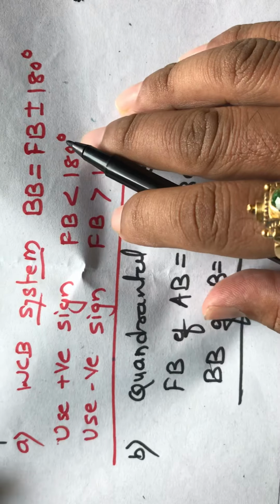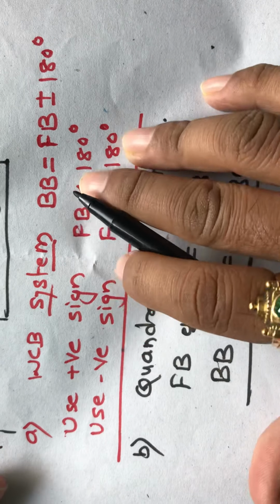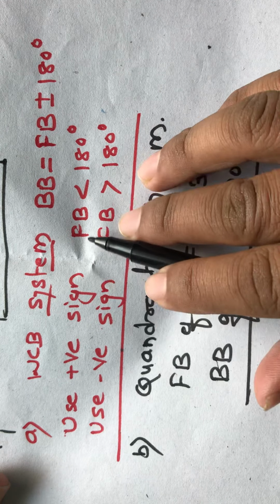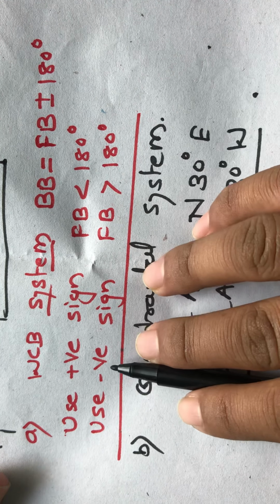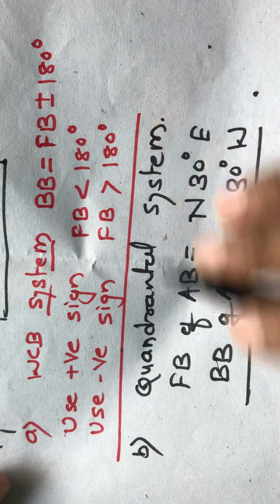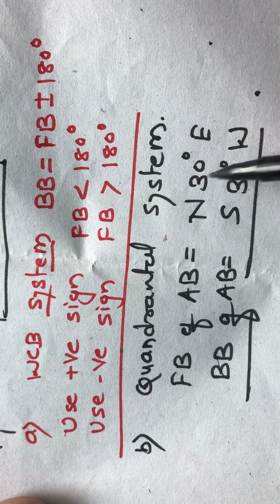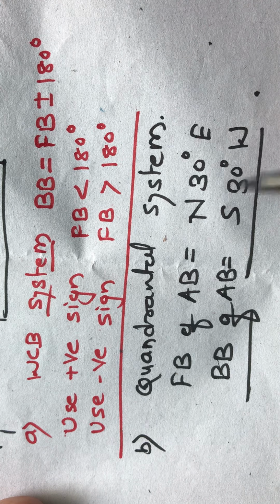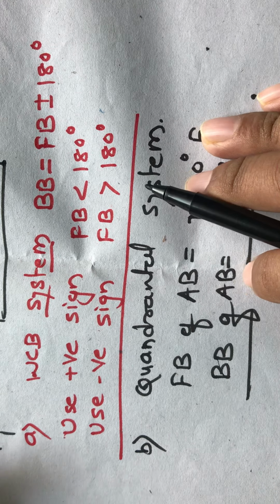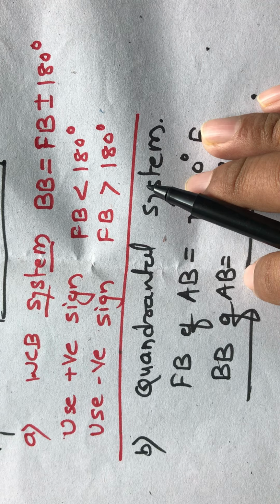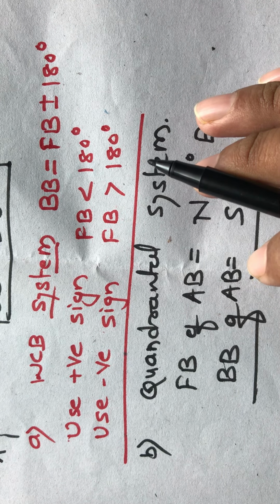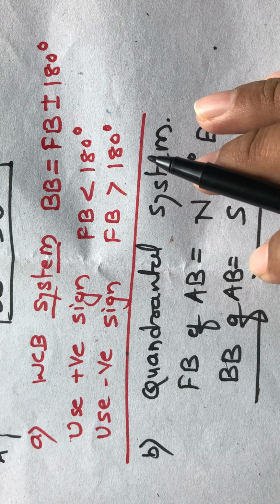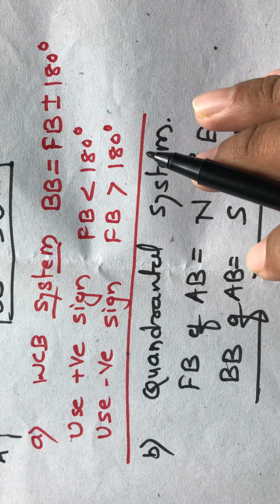So the relation: in the whole circle bearing system, back bearing equals fore bearing plus or minus 180. Use the plus sign when fore bearing is less than 180, and the negative sign when fore bearing is greater than 180. In the quadrantal system, the angle is the same, only it is in the opposite quadrant. So this is about fore bearing and back bearing. Okay, we'll stop here and in the next lecture we'll see magnetic declination, isogonic and agonic lines. Thank you.